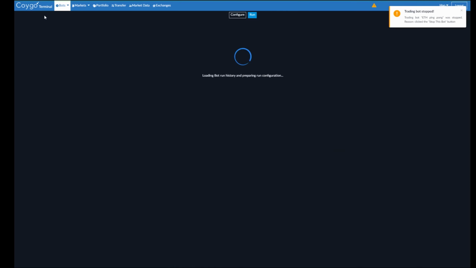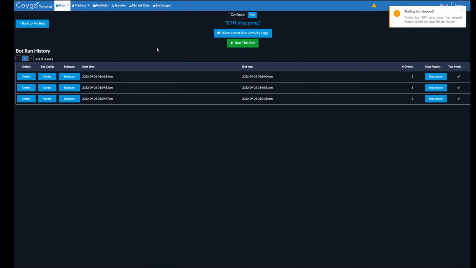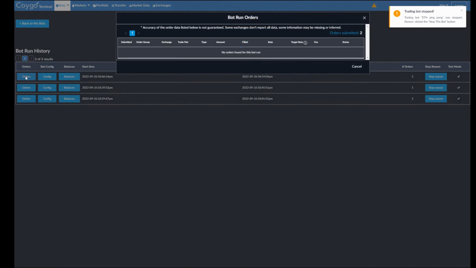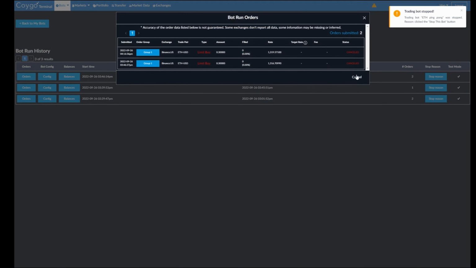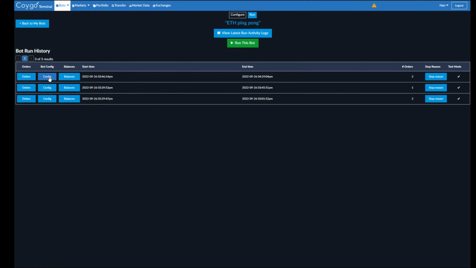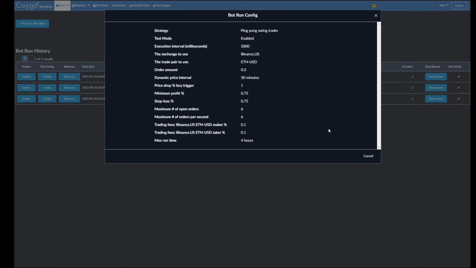And we can go back. We can see this bot's runs. So this latest run, we see it had 2 orders. You can see both of those here. You can see it had the first buy order that we canceled, and then we opened a new buy order at a different rate, and then that was canceled as well when we stopped the bot. You can see the config for this bot run. So we were set to Binance US Ethereum USD, 30-minute dynamic price interval, price drop percent buy trigger was 1%.